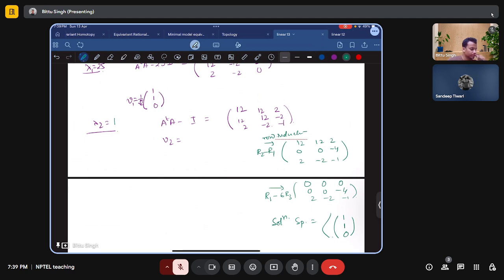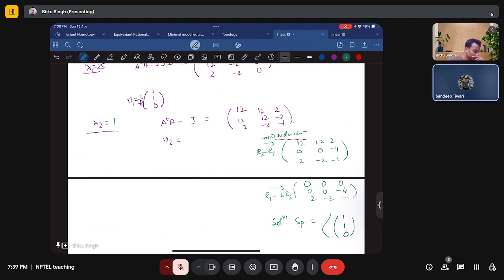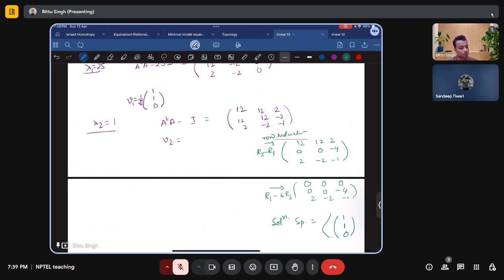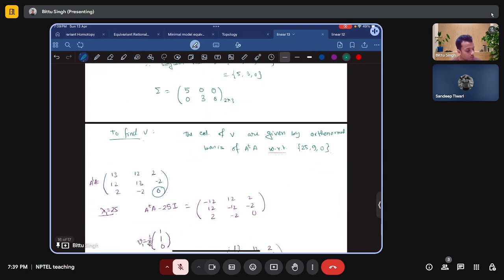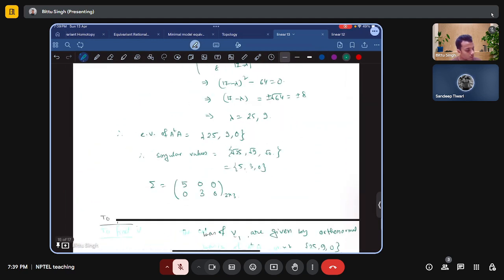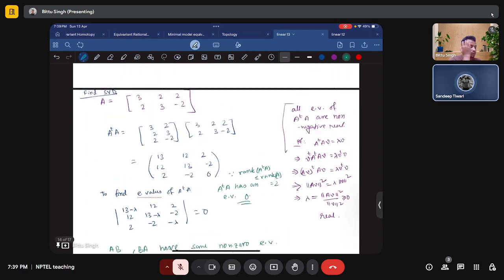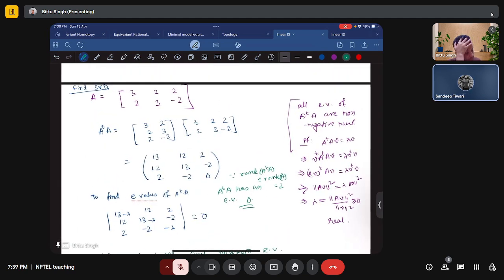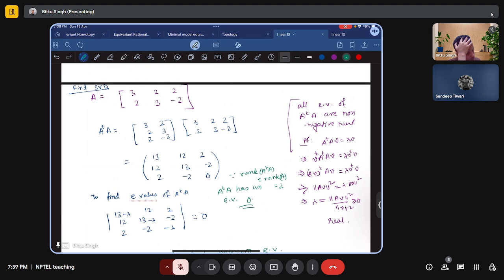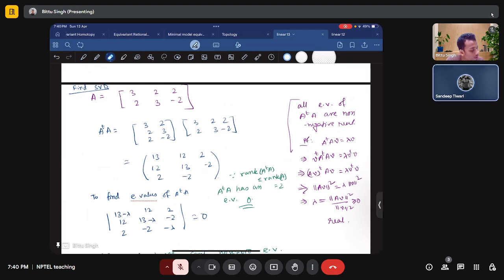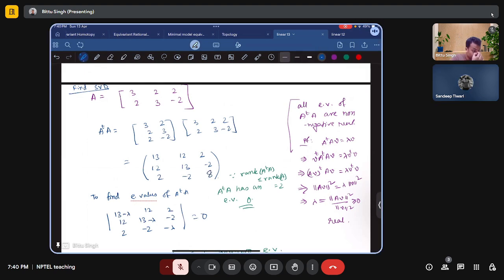Sir, A transpose A is not correct. Yes, A transpose A is not correct. What will it be? Sir, instead of 0, we have to write 8. Oh, yes, yes, you are right, exactly. That is why everything was wrong again and again. Okay, thank you for correcting.